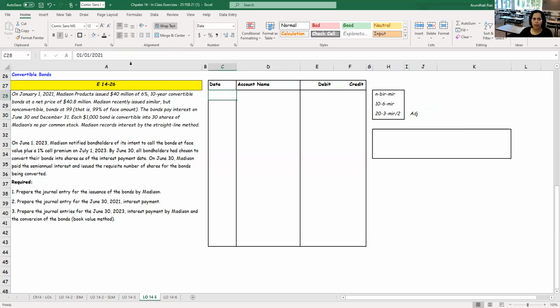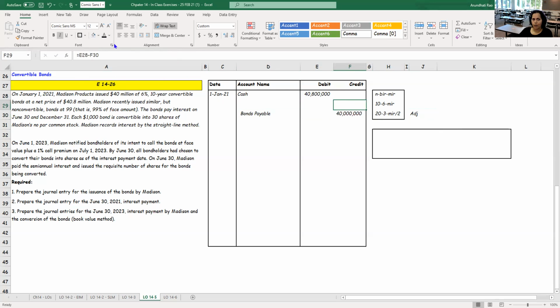So let's first start with the journal entry for the issuance of bonds. Fairly straightforward. I issued the bonds, so cash debit. I know I got 40.8 million, so I will write that down over here in the debit column. I'll leave a line and write bonds payable. Bonds payable is 40 million.